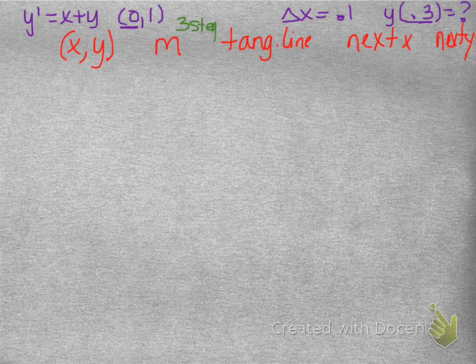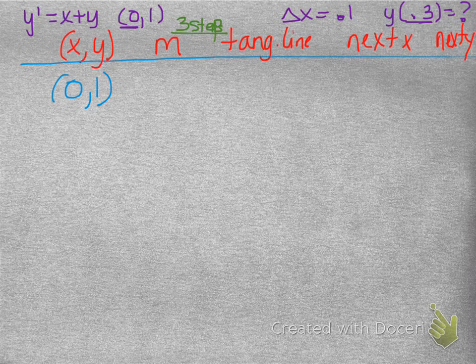Sometimes, instead of telling you to go up by 0.1, they might say go 3 steps and solve this using 3 steps. So it just depends. Alright, so we start off with the point that it gives me, the (0, 1). Then I find the slope at (0, 1), and I do that by using the y prime that they give me. So I plug in the 0, I plug in the 1, and I get 1 for the slope.